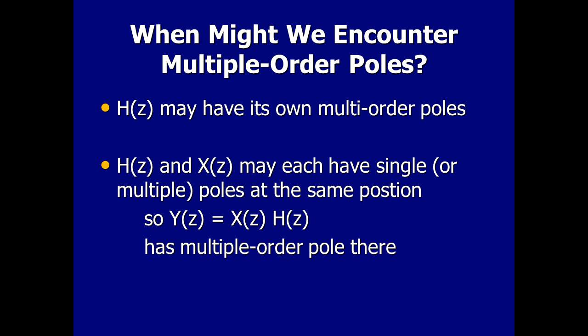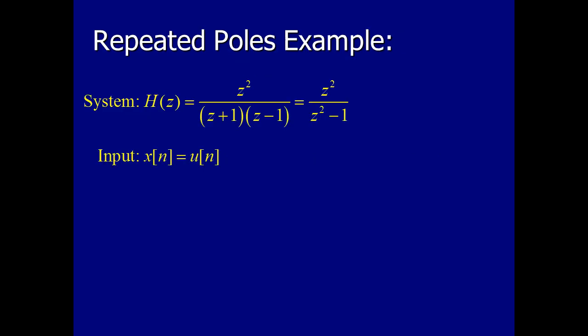See if this is working now. There we go. So here's an h of z, a transfer function for a system. It's z squared over z squared minus 1. And I want to know what's the step response of that system. So I want to put in a unit step input and find what comes out. In this case, we'll assume we have a relaxed system.